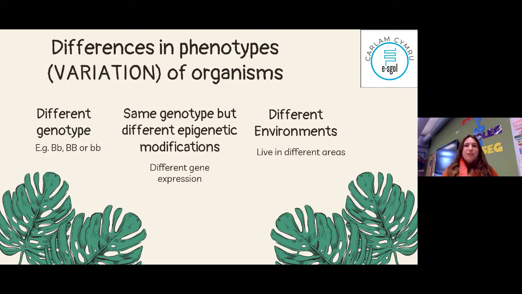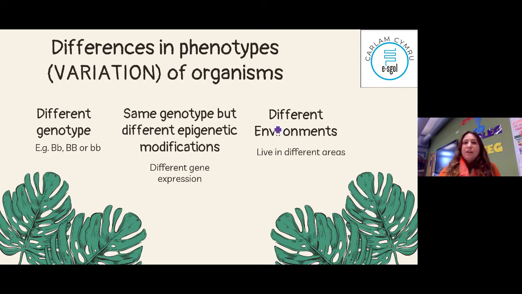So why do these differences occur within organisms? So first we have the different genotype. That is going to be one of the reasons that we have the recessive, the dominant, or we have a recessive and dominant together. So we have our heterozygous and our homozygous genotype.